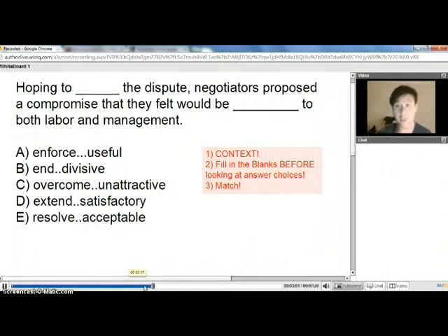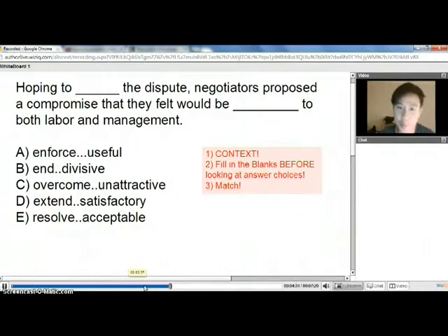Okay, in this video I am going to show you how to use the strategy that we discussed in the last video to attack the problems that they give us on the SAT. And this particular problem comes from the College Board official SAT guide, and it is on page 31, the sample problem. Let's read it.